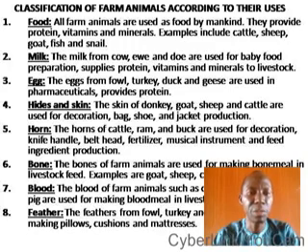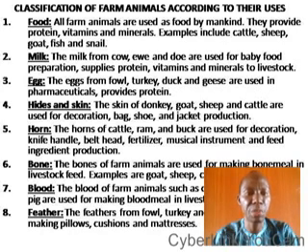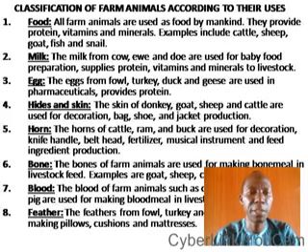Number 2. Milk. The milk from cow, ewe, and doe are used for baby food preparation. Supplies protein in human diet, vitamins and minerals to livestock. Number 3. Egg. The eggs from fowl, turkey, duck, geese are used in pharmaceuticals, and they also provide protein in human diet. Number 4. Hide and skin.